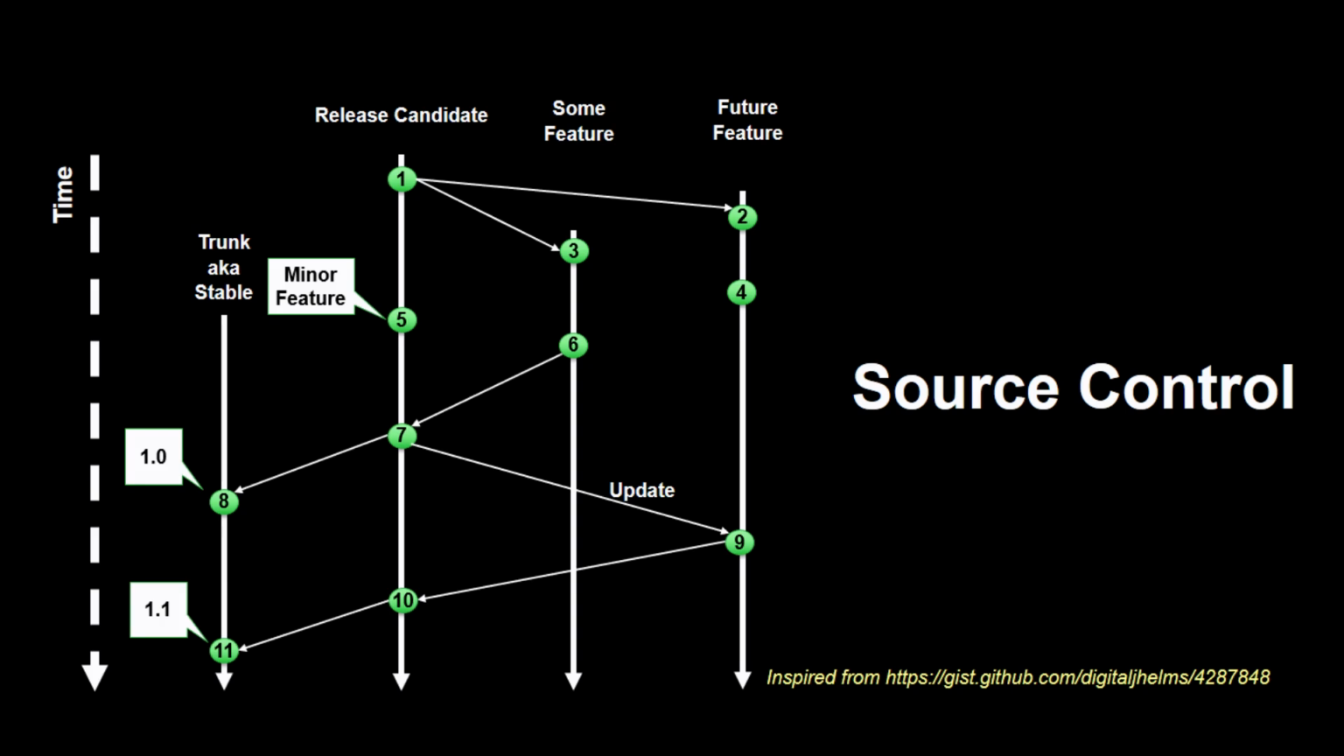So we're finally done with this feature. We're going to merge it to the release candidate. All of our tests pass. We've gone through the QA. We feel like we're ready to go. So we'll merge it back to our stable branch, our trunk, our master. And now we're ready to go ahead and release that and start the process all over again.